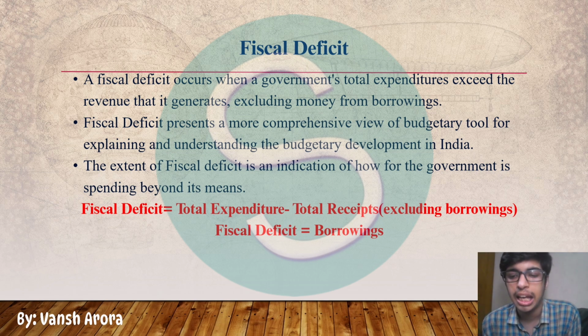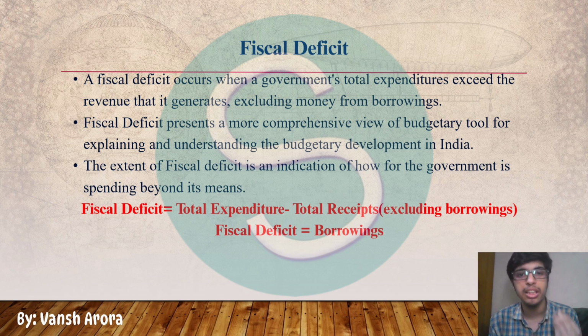If I go into the formula, fiscal deficit shows that total expenditure minus total receipts, excluding the borrowings. This is one formula. And in another formula we can just say that it is the equivalent value to the borrowings. Fiscal deficit is equal to borrowings. You will get a numerical question in the examination where you have to find the revenue deficit, the fiscal deficit, or the third one. So these are the formulas that you have to use there.